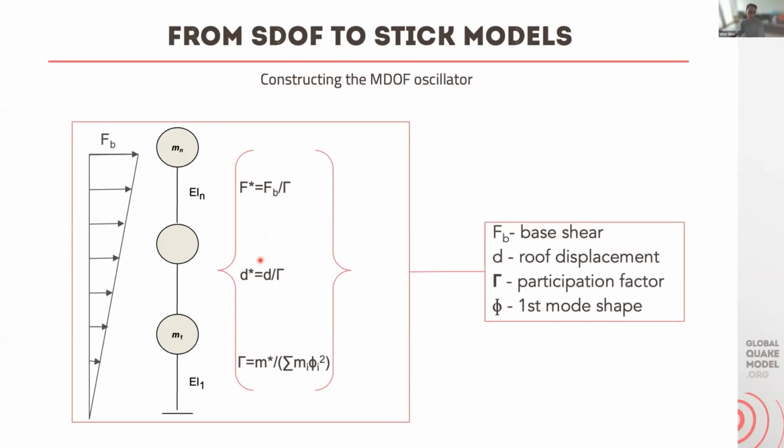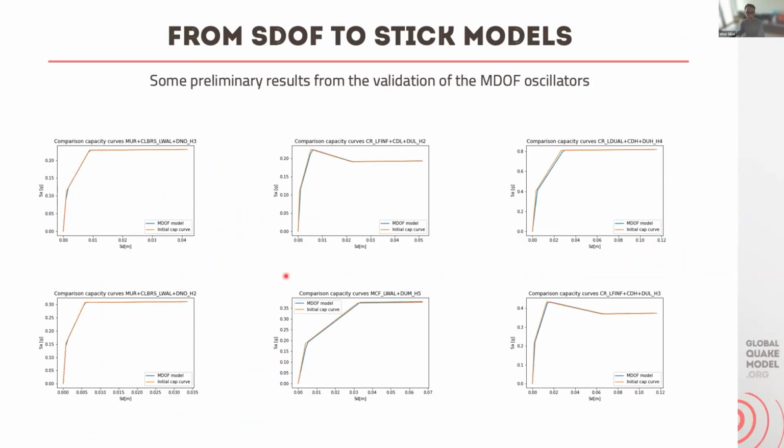Obviously, this conversion requires a lot of knowledge about structural dynamics and mechanics. We have to go back and forth a few times to understand how the stiffness and the mass for these models have to be distributed, and how we can also take into account degradation if you run this type of model. But this is just to show you some examples for some of the building classes.